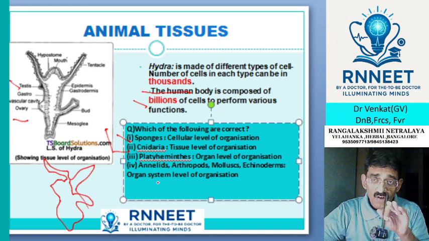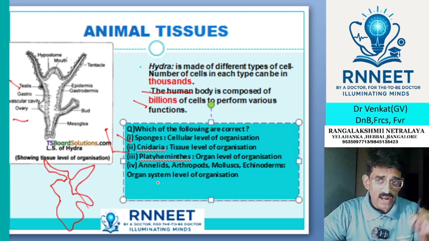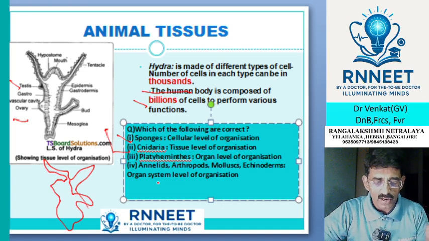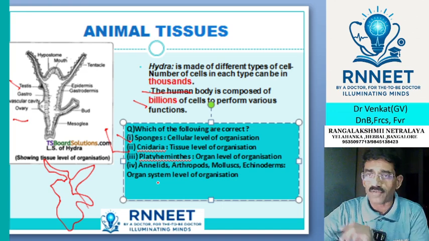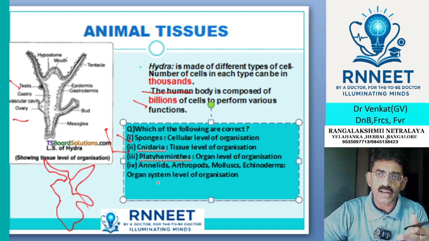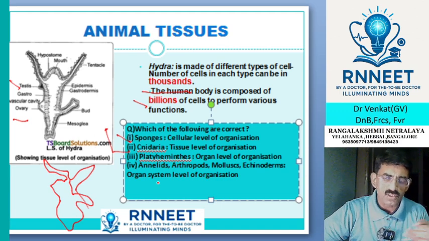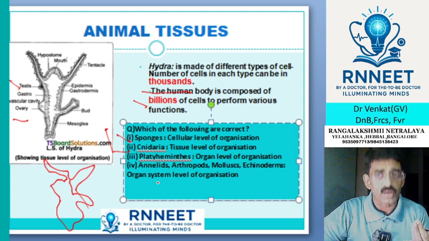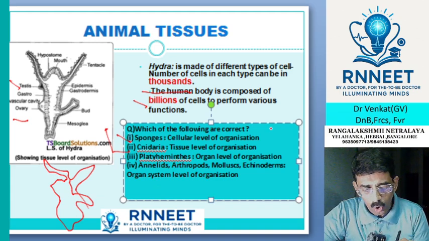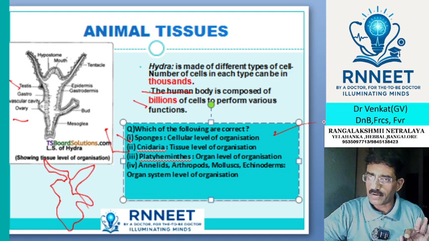Platyhelminthes, all the flatworms, that are there, the tapeworm, the ascaris, all of them. So these show platyhelminthes, which shows organ level of organization. Annelids, arthropods, you automatically know they have various organs and they are already evolved creatures. So they have organ system. So here the answer is all of them are correct.